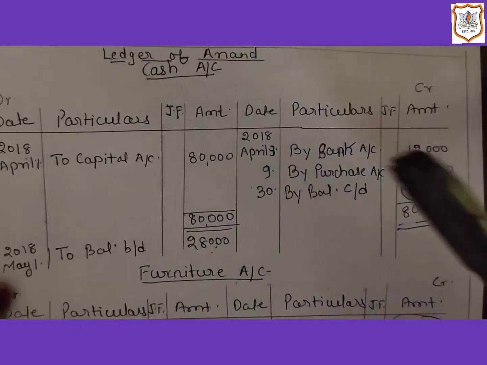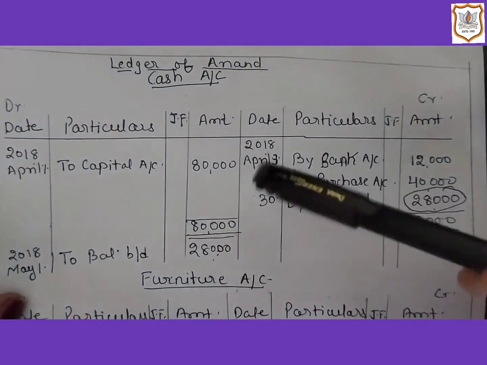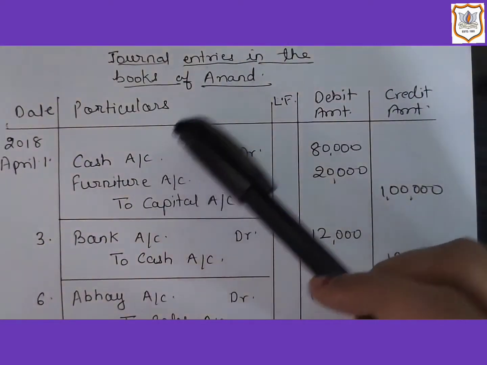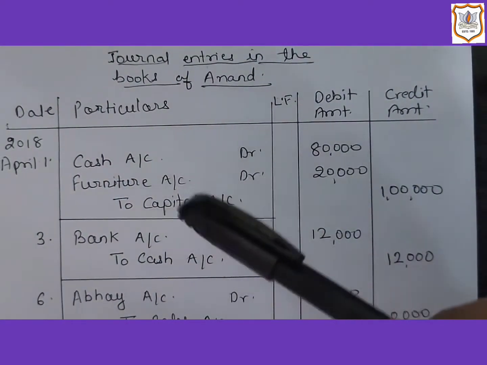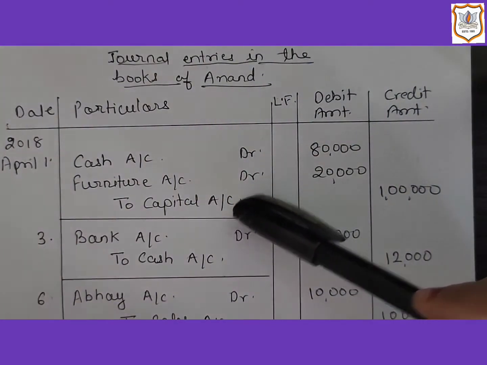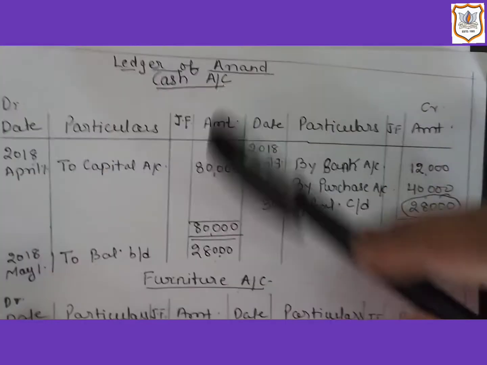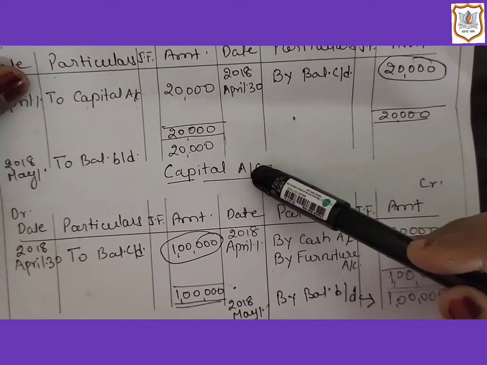So here it is. First we will write down the heading, ledger of Anand. Under that, here cash account, as cash account is affected in the first journal entry, then furniture account and capital account are affected. So according to the first journal entry, here cash account will be prepared, then furniture account will be prepared, then capital account will be prepared.